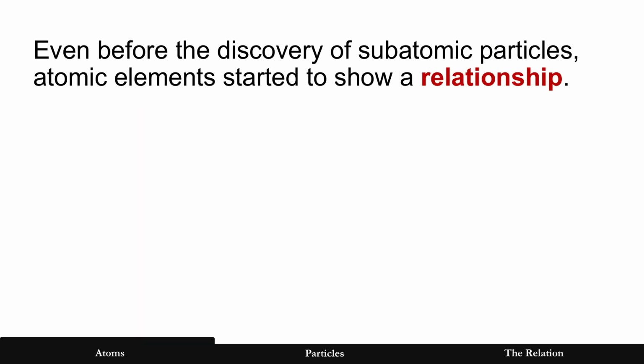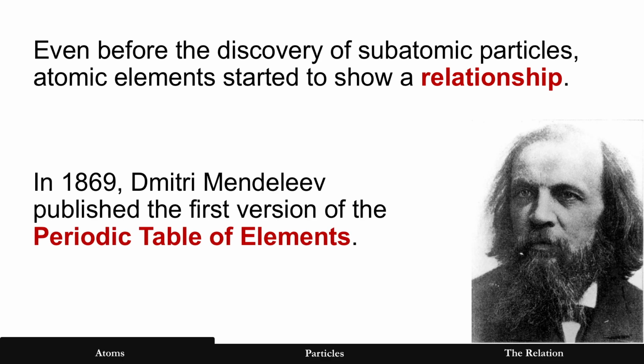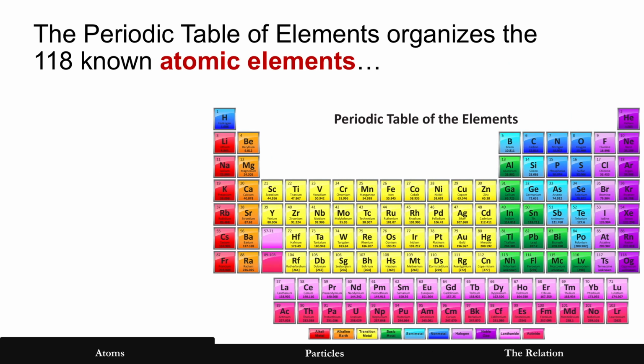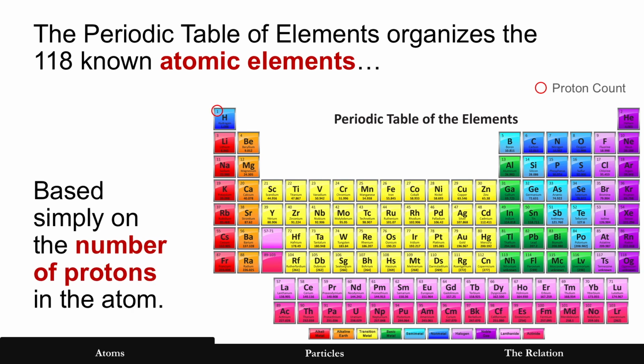Even before the discovery of subatomic particles, atomic elements started to show a relationship. It started with this man. In 1869, Mendeleev published the first version of the periodic table of elements. You've likely studied that in chemistry class, and it looks like this. The periodic table of elements organizes the 118 known atomic elements, beginning with hydrogen, and it's based on the number of protons in each atom. You can see the proton count circled here, in the top left. Hydrogen has 1. You can see that circle move over to helium, which has 2. Lithium has 3, and so on. That's the table.